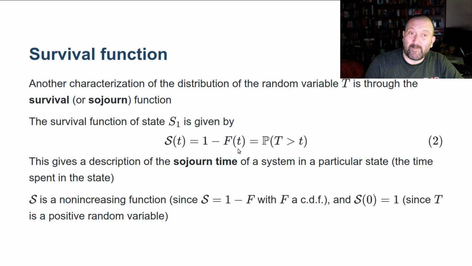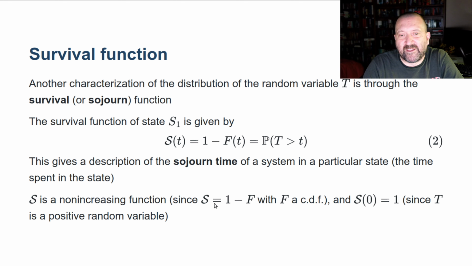The survival function is 1 minus this, so it gives you the probability that your random variable takes values larger than t. And so that is going to give us a description of what's called the sojourn time, how long the system spends in a given state. Here we're looking at S1, how long until we switch to S2. This is going to be approached by using this survival function. So it's how long the system survives in S1 before switching to S2.